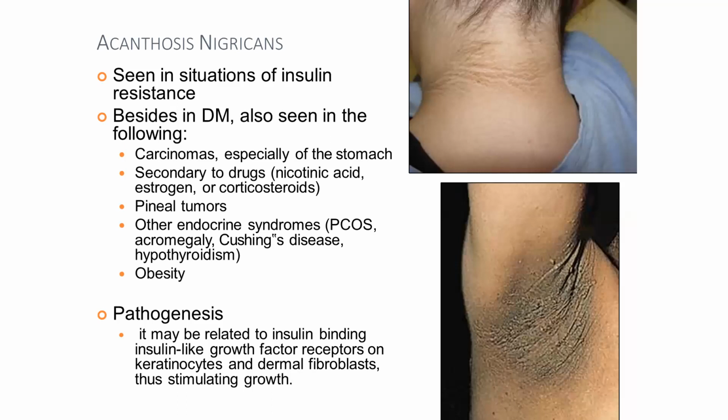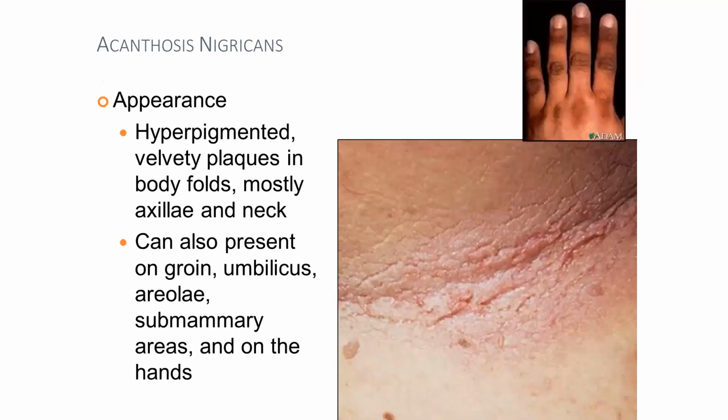It may be related to insulin-like growth factor receptors on the keratinocytes and the dermal fibroblasts that stimulate the growth. Hyperpigmented velvety plaques in the body folds, mostly axilla and neck, can also present on the groins, umbilicus, areolae, submammary areas, and even on the hands.